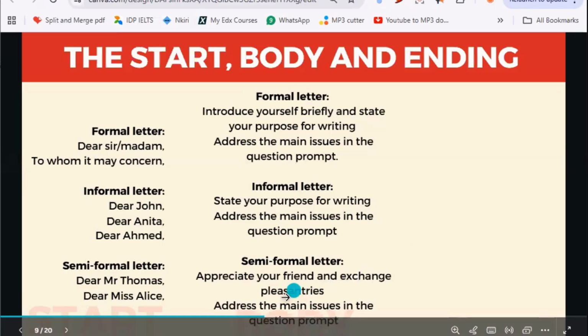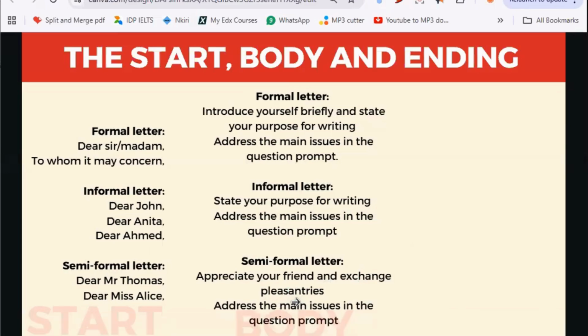And then number 2 is what? Address the main issue raised in the question prompt. That's the main body of your letter.